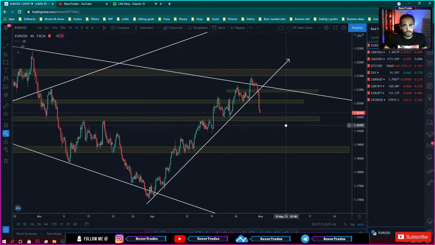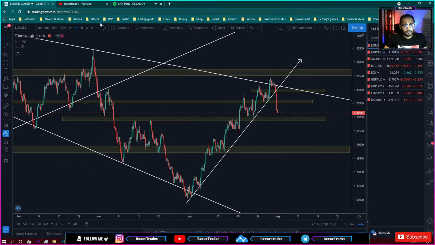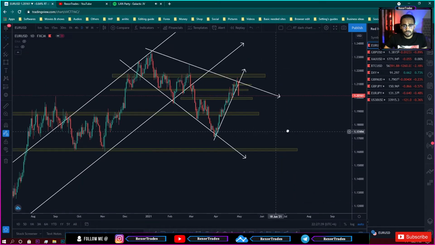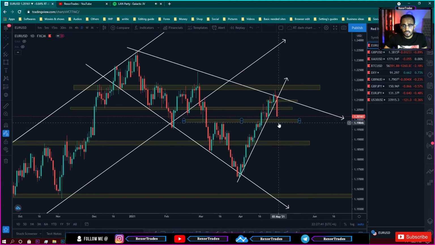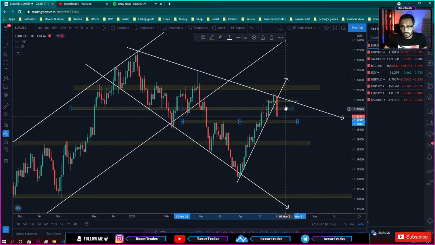So the safe entry for you guys would be to wait for Euro US dollar to break out of this zone, and then you can take an entry on the break of this zone over here, or you can probably look for a pullback towards this zone or this zone. If Euro US dollar does pull back towards this zone or even this zone, then you can enter the trade short, probably setting your stop loss over here and your TP towards this zone.